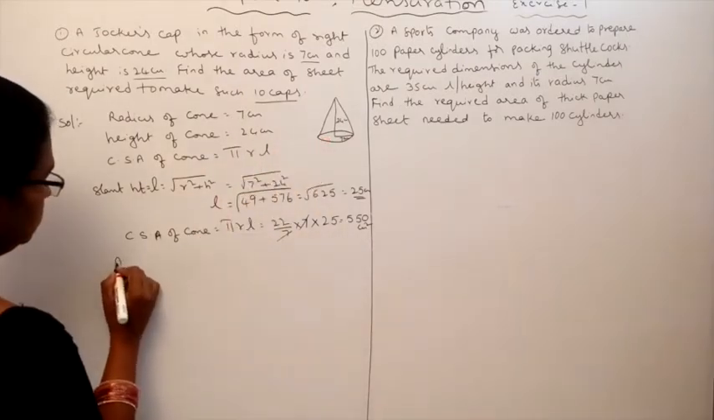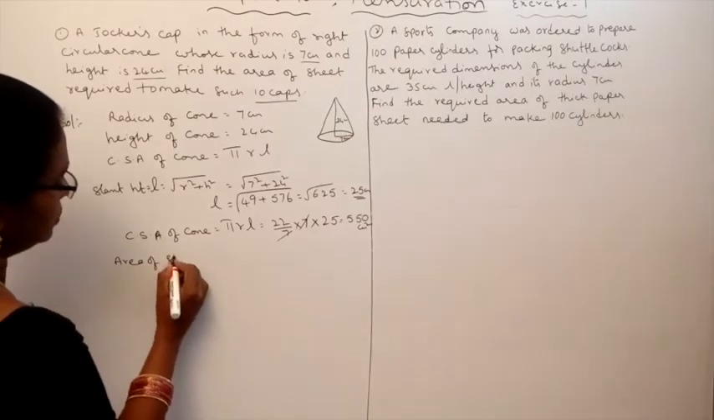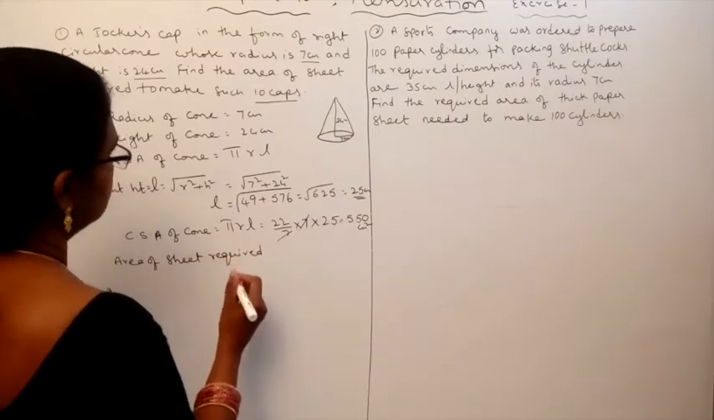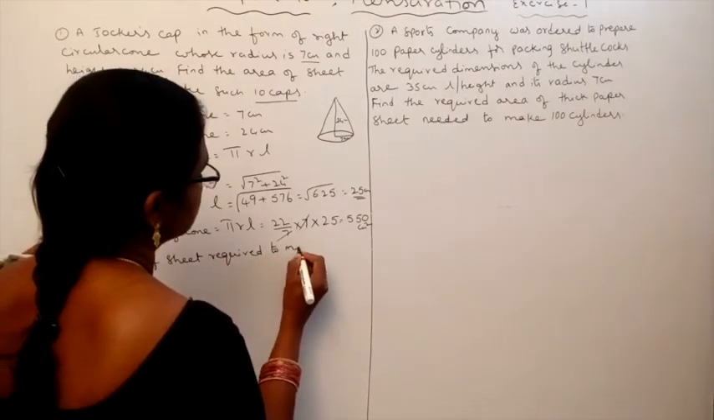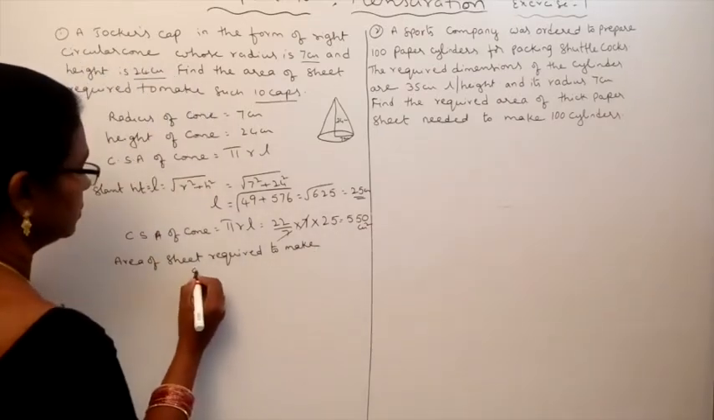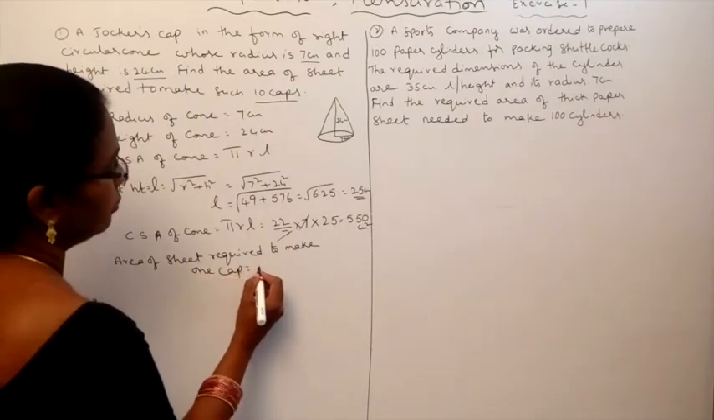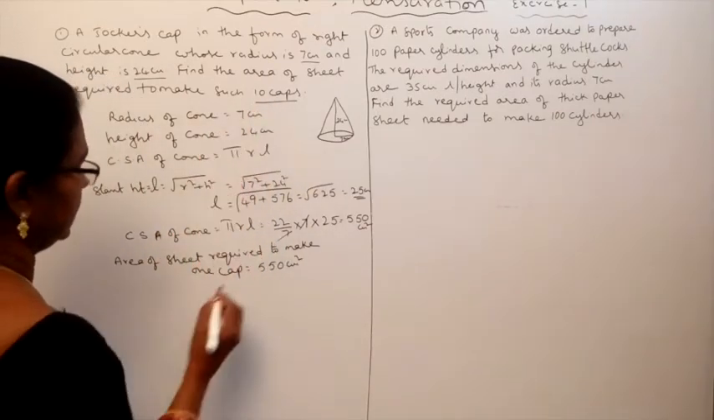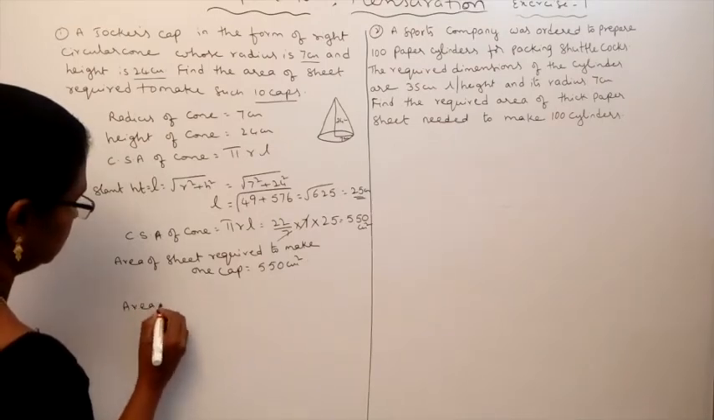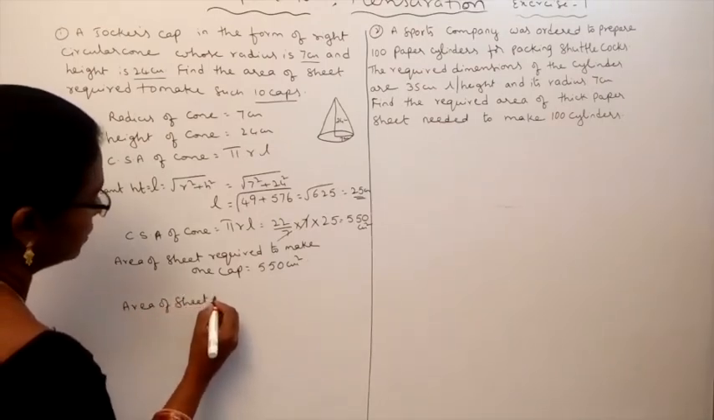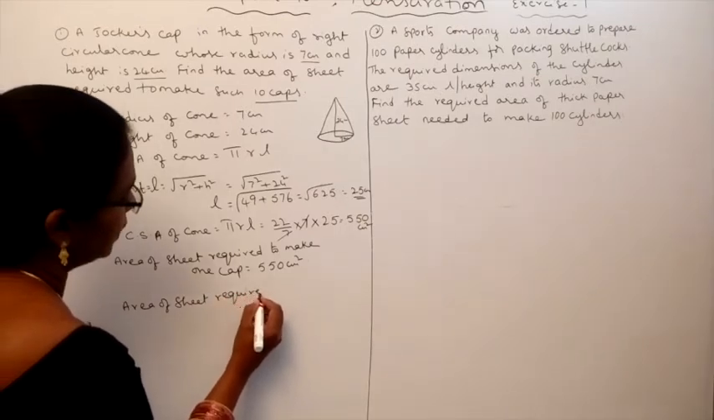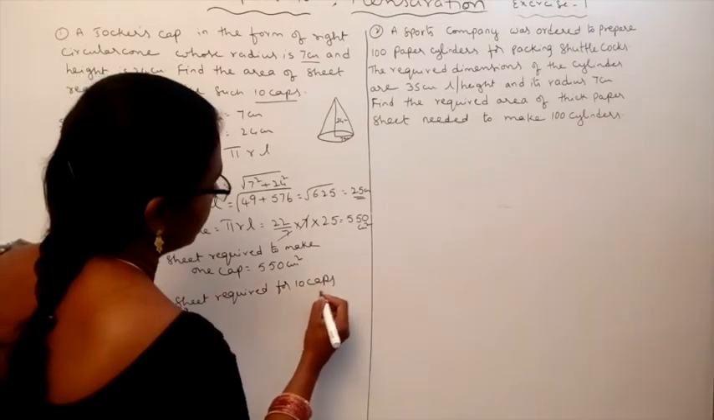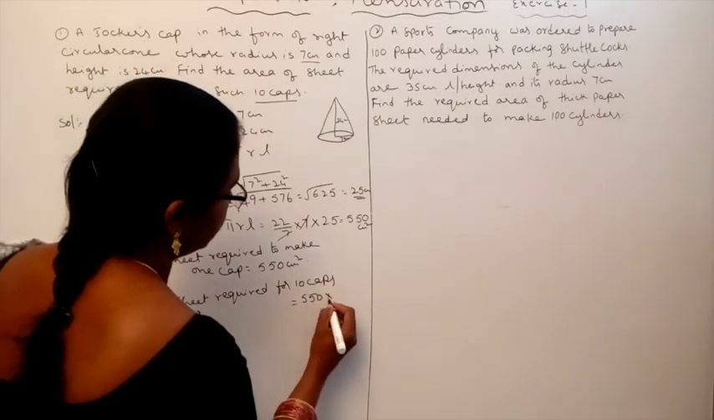Now, the area of sheet required to make one cap is equal to 550 centimeters square. But how many caps do we require? 10. Now, the area of sheet required for 10 caps is equal to 550 into 10.